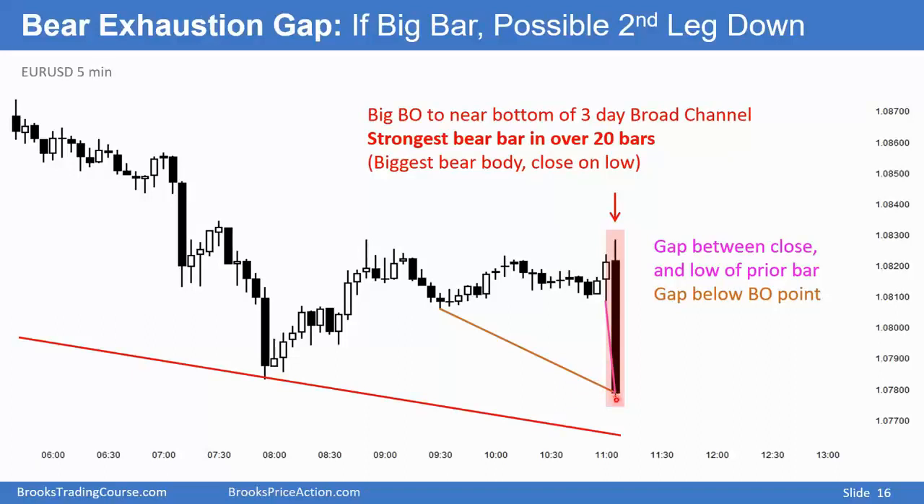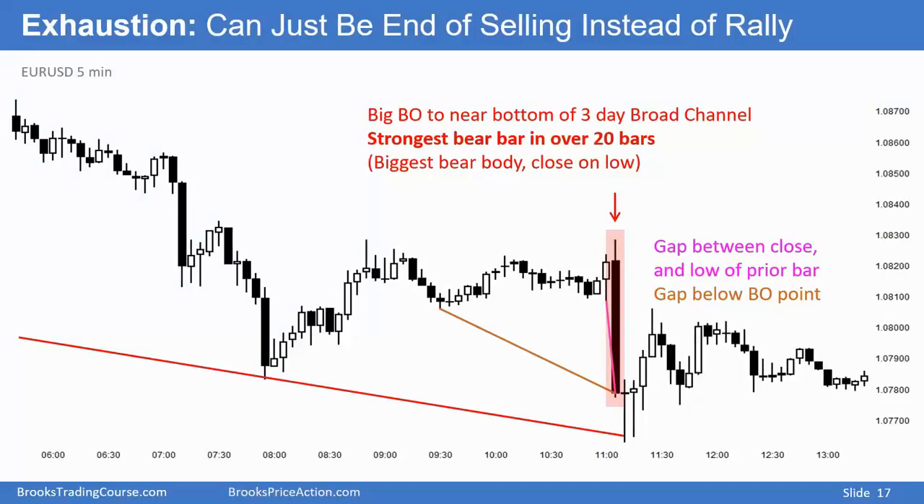At the close of this bar, we have a gap between this close and the low of the prior bar, this close and this breakout point. And it looks like there's even a gap between this close and that breakout point. Weak follow through, a big doji, the market reversed up. Although you cannot see it, this is the bottom of a channel, maybe a wedge bottom.